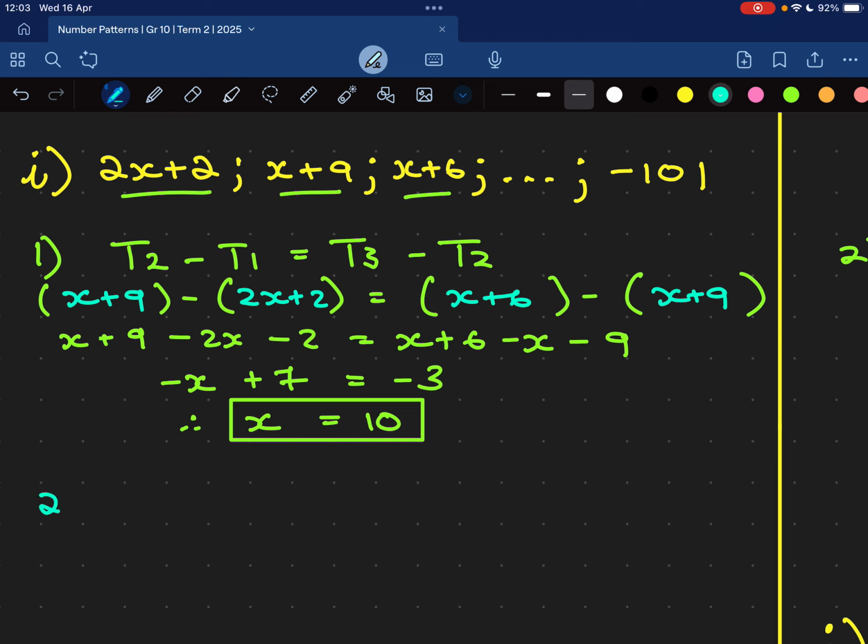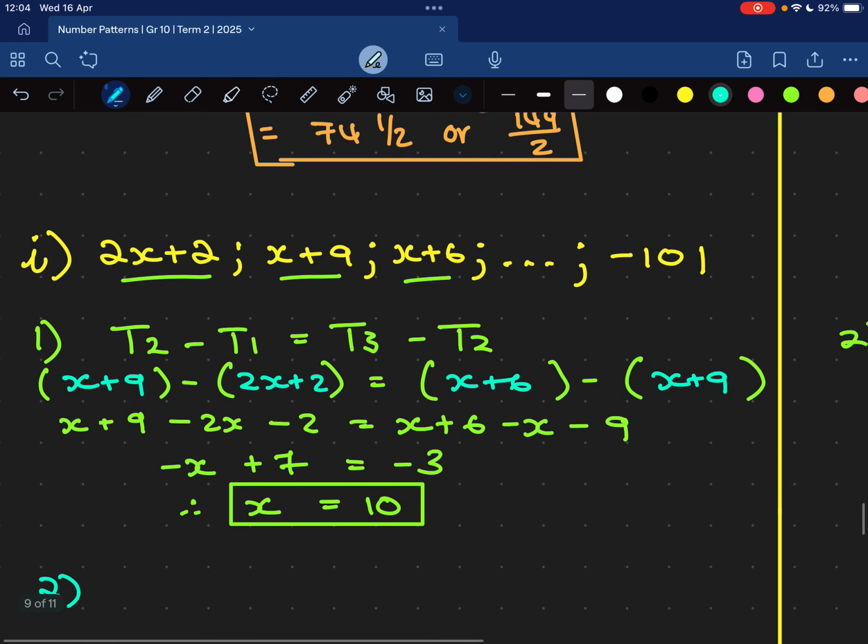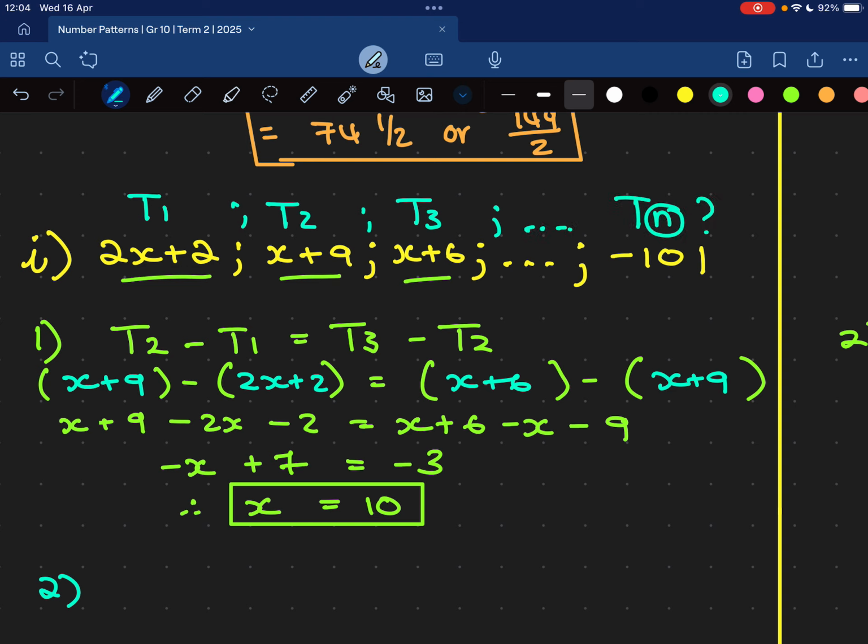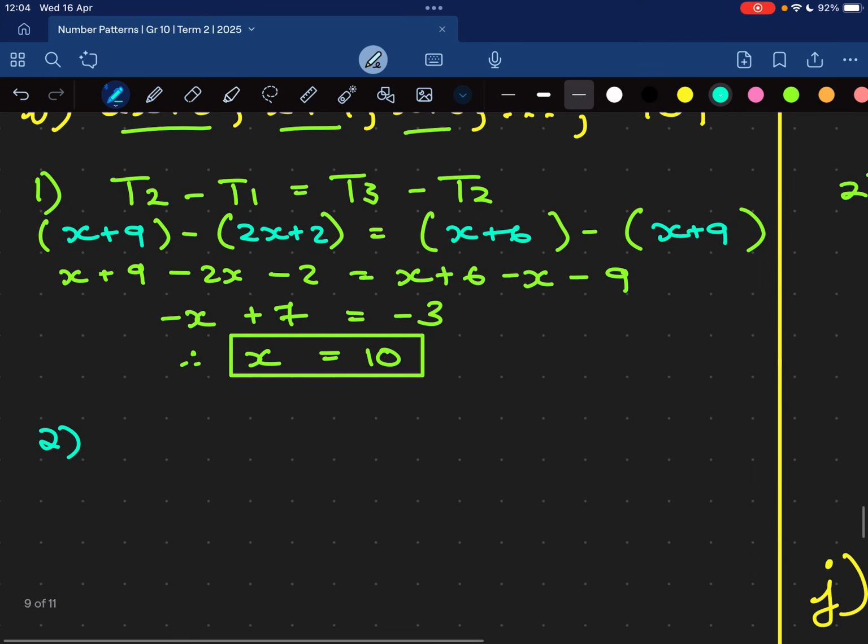Okay, the second question said to you, calculate the number of terms in this sequence. So we need to find out what the number of terms is. In order to find the total number of terms, this is T1, this is T2, this is T3, and it's going to end at this Tn. So we want n, isn't it? Because we don't know exactly on which term number it ends. But in order to find n, we need the actual value for Tn.